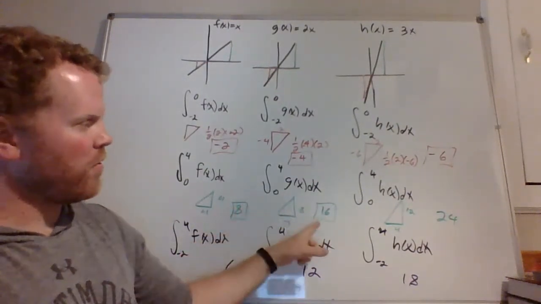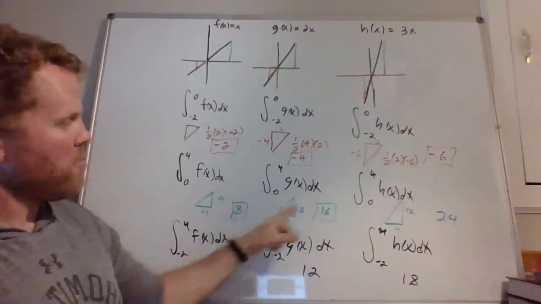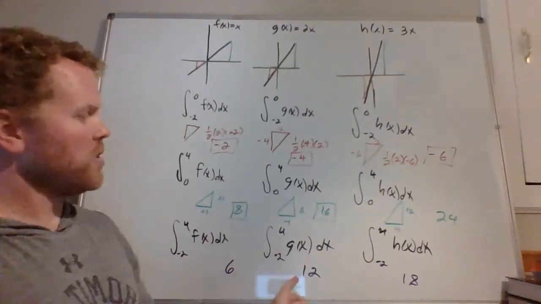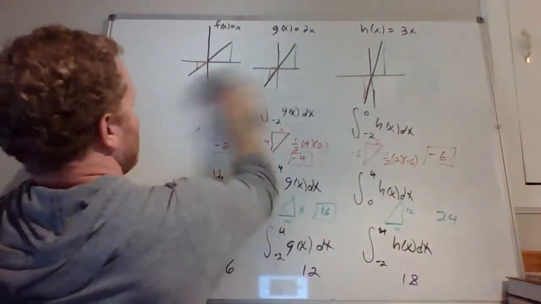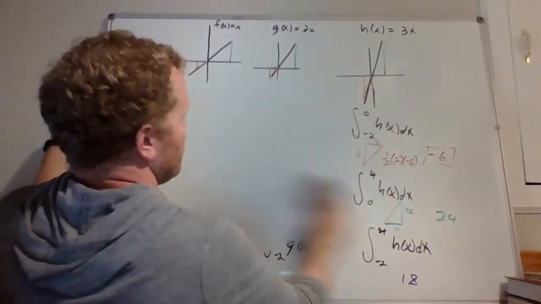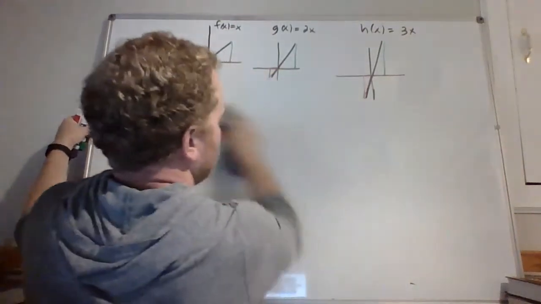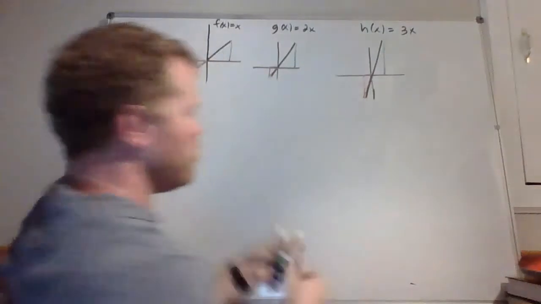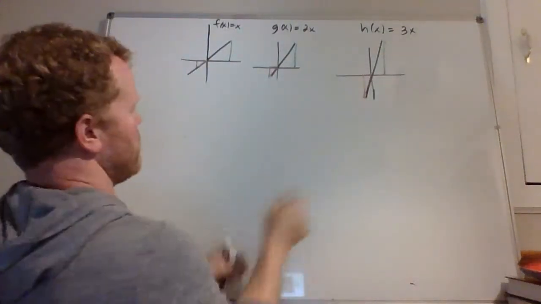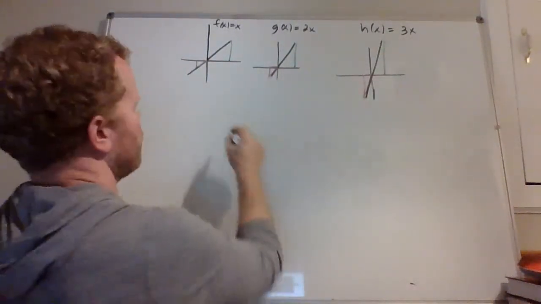Same thing if our interval was 0 to 4. 8 plus 16 is 24. 6 plus 12 is 18. So our big hopeful takeaway is basically this. Hugely important property of integral number 3, or 4. This is the fourth one.